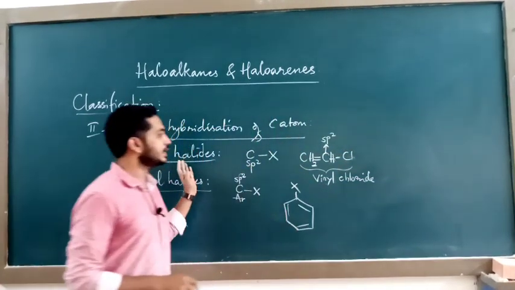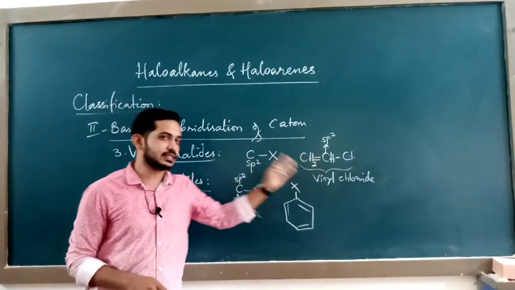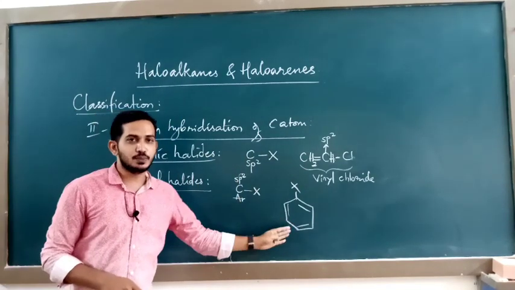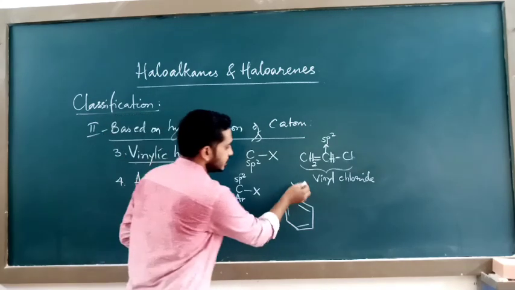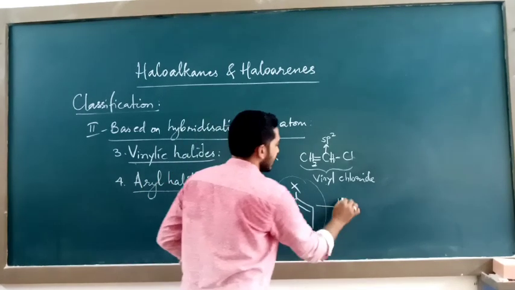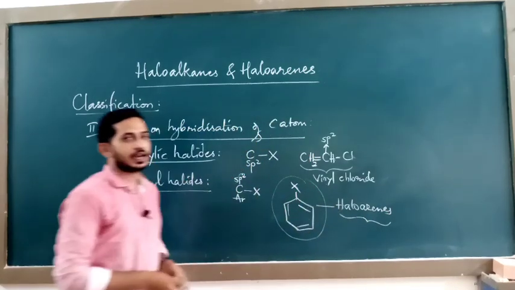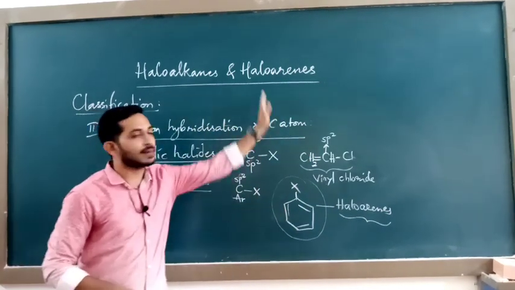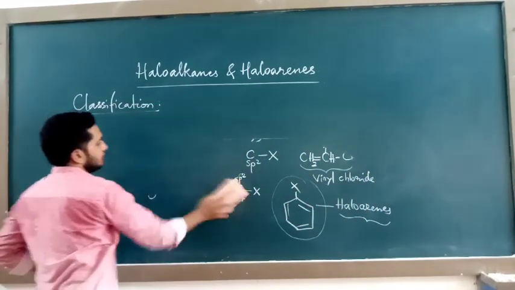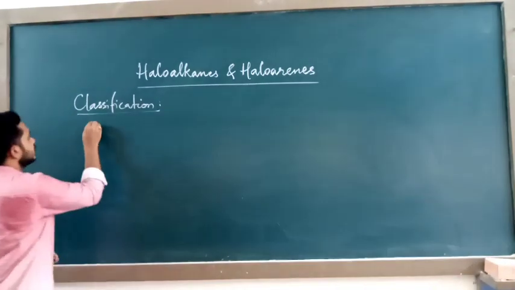The third one, vinylic halides, wherein halogen is attached to a double bonded carbon, or else an sp2 hybridized carbon. Fourth type, aryl halides, are those in which halogen is directly attached to a benzene ring. Because halogen directly attached to a benzene ring can also be called haloarenes, these are studied separately and not mixed with haloalkanes. This forms the other part of the chapter. Along with this classification, we also have further classification of monohaloalkanes. Let us see them.